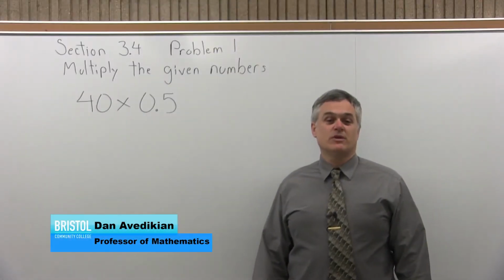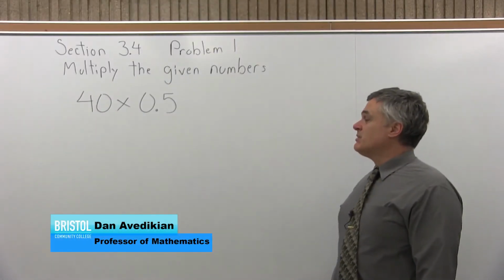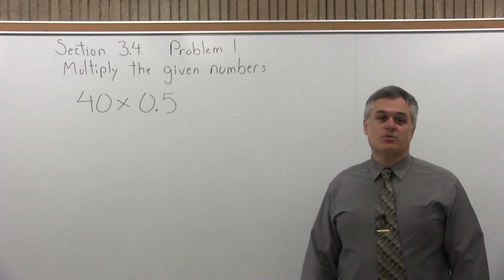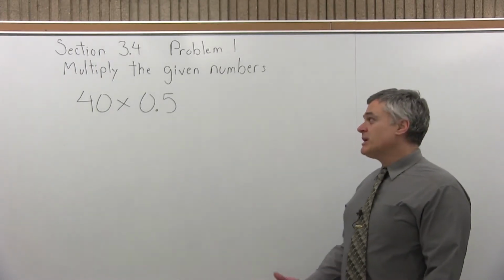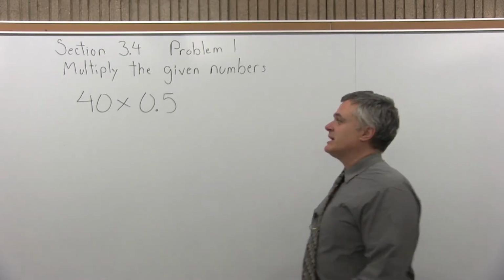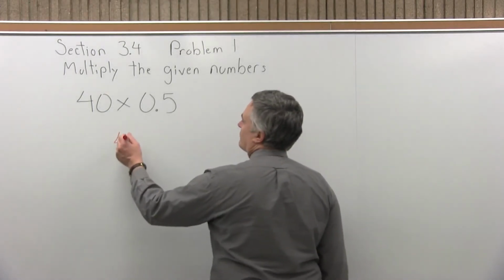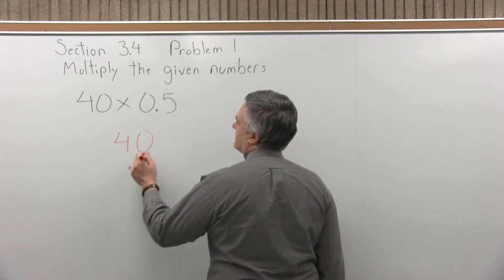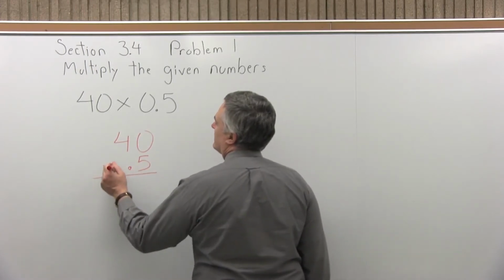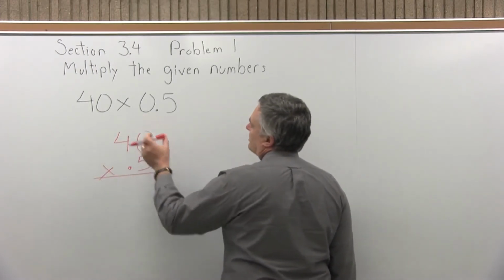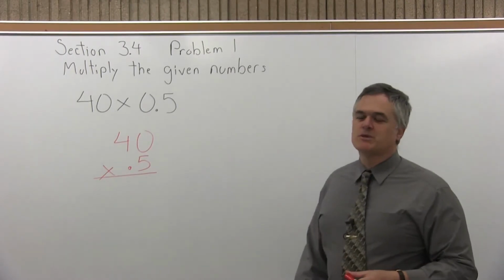This is Section 3.4, Problem 1. It says multiply the given numbers 40 times 0.5. So to multiply things with decimals, if you're not going to be using a calculator, I prefer to write it in a vertical format. Like this. The .5 and 0.5, that's the same thing. I'll just write the problem as 0.5.